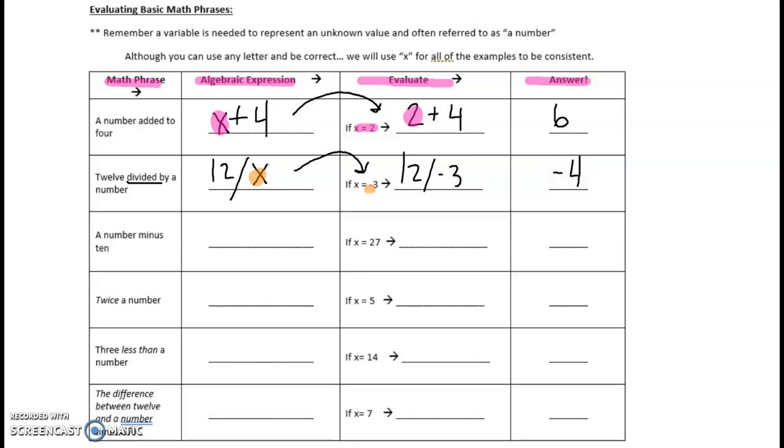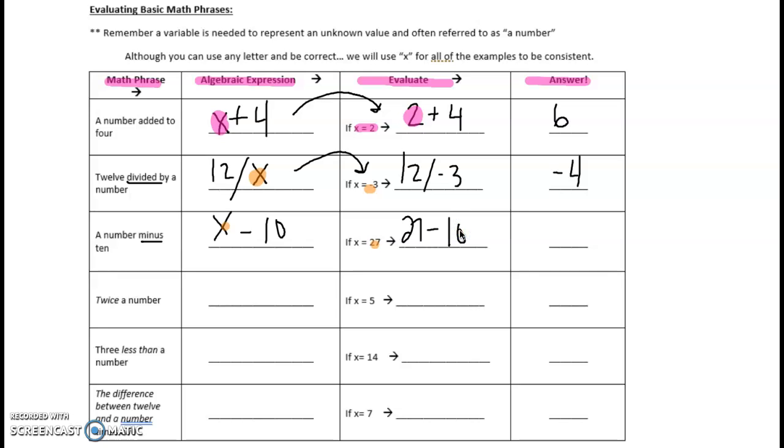Look at the next one, a number -10. Again, minus is another one of those basic words that means subtraction. So we have a number -10, and we're going to evaluate it for 27. So we're going to take out our x and put in a 27. So we're going to say 27 minus 10.